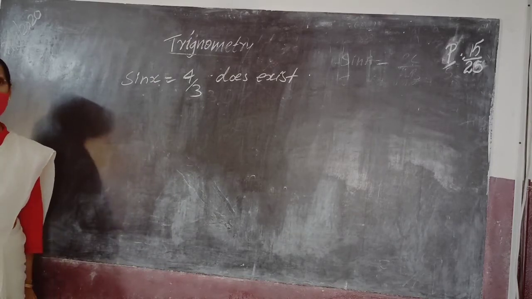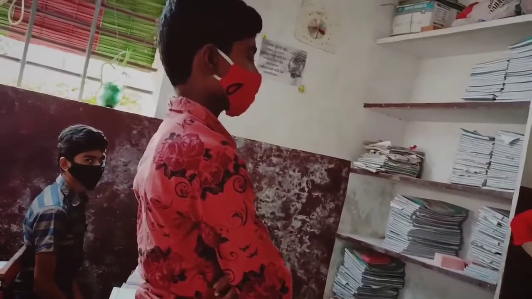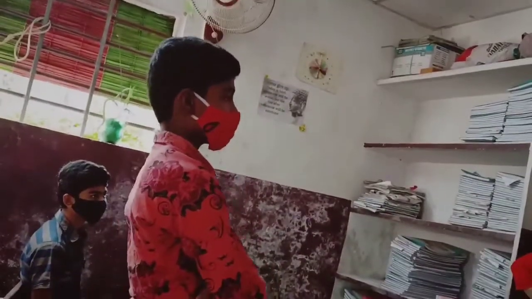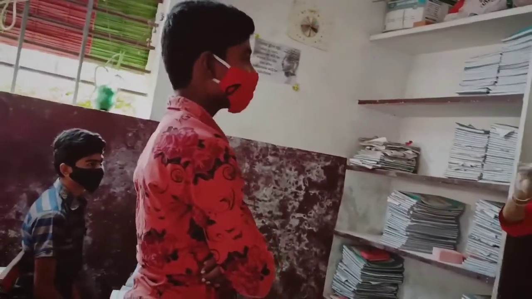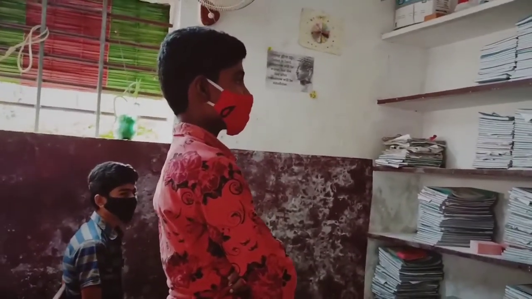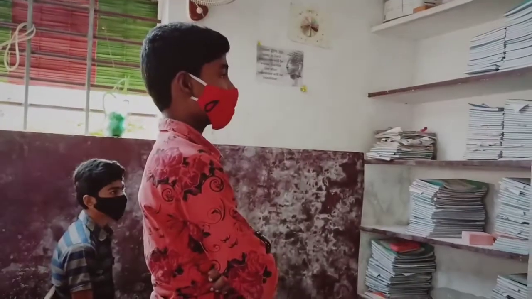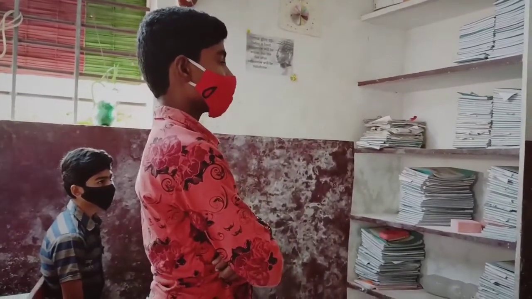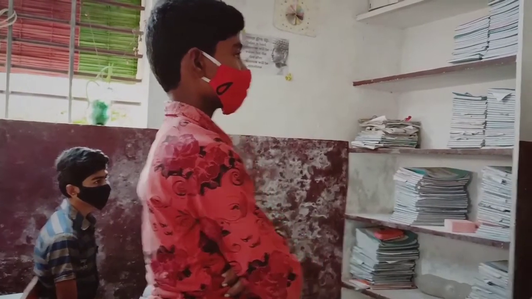Uday, can you say? Sin x is equal to 4 by 3. Does it exist? Yes, ma'am. No, ma'am. Because hypotenuse is more. Two answers you told. Which should I answer? No, it does not exist. Because sin theta is equal to opposite side by hypotenuse, and hypotenuse is larger than the other two sides. Very good, very good.